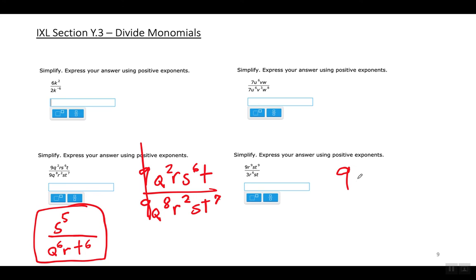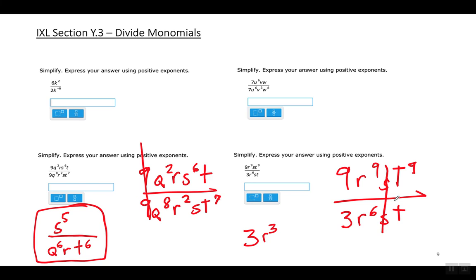Over here, 9r to the 9th power s t to the 9th power divided by 3r to the 6th power s t. All right, so 9 divided by 3 is 3. r to the 9th power divided by r to the 6th power is r to the 3rd power. The s's cancel out. And t to the 9th power divided by t to the 1st power is t to the 8th power.